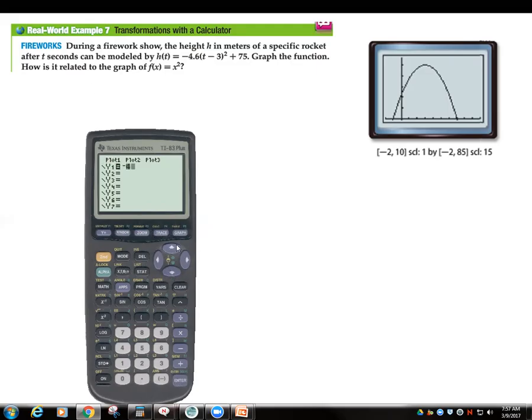So put in negative 4.6 parentheses. Now you can't use t, like don't go down here and find the alphabet letter t, which is 4. Don't use that. Always use x as your variable. X minus 3. Now you can either hit the x squared button or do the caret squared. Either one will work. Plus 75.